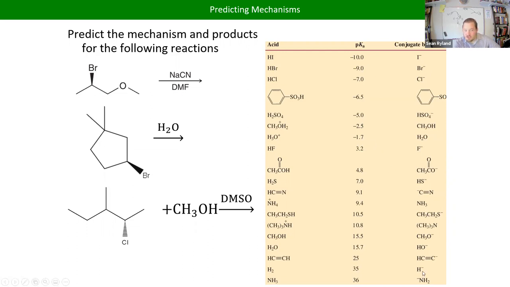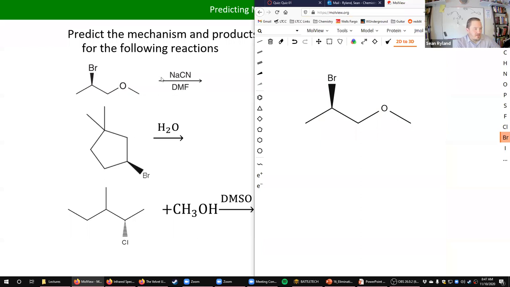Anything else with a negative charge, though, is a pretty good nucleophile. So fluoride's a pretty good nucleophile. Cyanide's a pretty good nucleophile. Ammonia is a pretty good nucleophile. So we have a relatively strong nucleophile in cyanide, and the Lewis dot structure is just going to look like this for cyanide. Carbon triple bonded to a nitrogen, negative charge on the carbon. So you've got a lone pair on the carbon side. You also have a lone pair on the nitrogen side, but you don't have a negative charge on that.